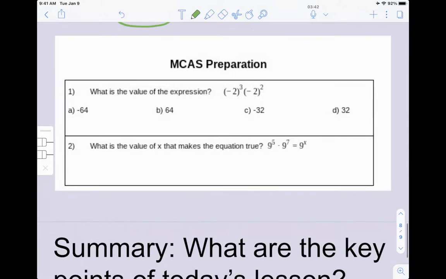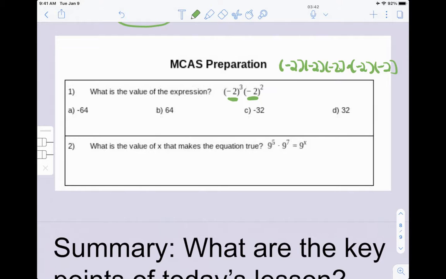Okay, so now we're going to look at a couple MCAS problems. What is the value of the expression? So we have negative 2 cubed times negative 2 squared. I know that my base is negative in both of these factors because there are parentheses around it. For the first one, I have negative 2 times negative 2 times negative 2. And for the second, I have negative 2 times negative 2.